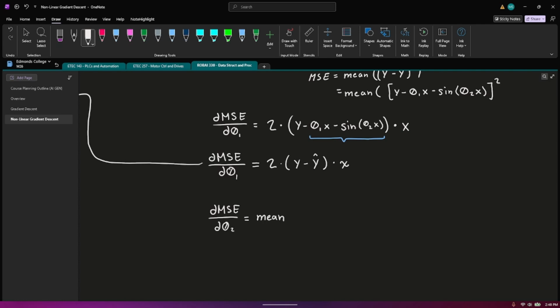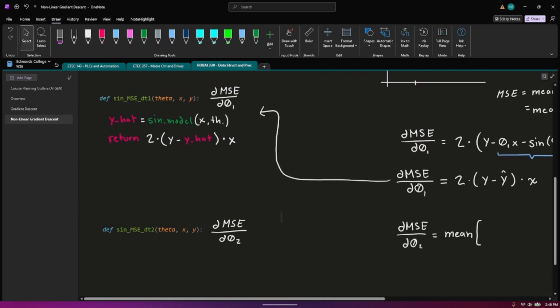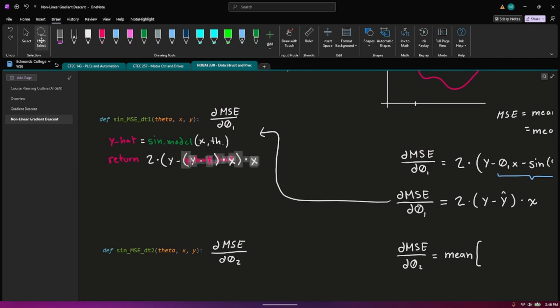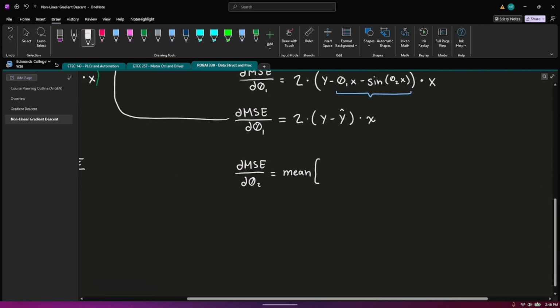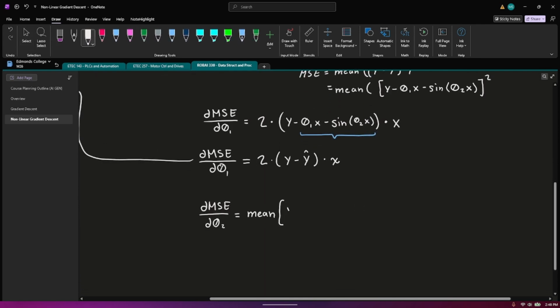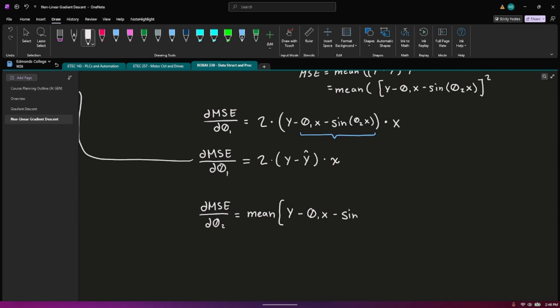Mean of, forgot here, we still had that mean, right? So I'm going to scooch this out, and we'll say mean of this, because we're doing this for multiple x's, so we want to make sure we get the mean. Here, I'll come back over here and continue. So the mean of y minus theta 1x minus sine theta 2x. This whole thing is squared.